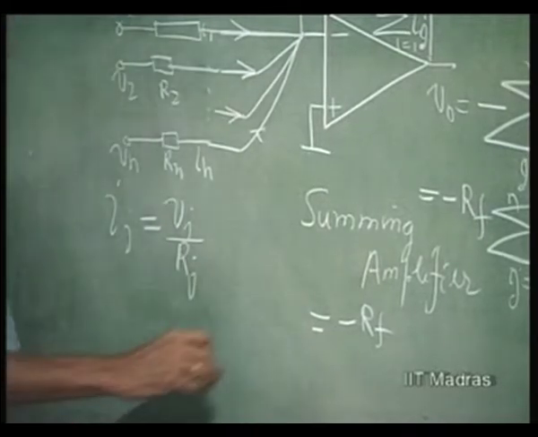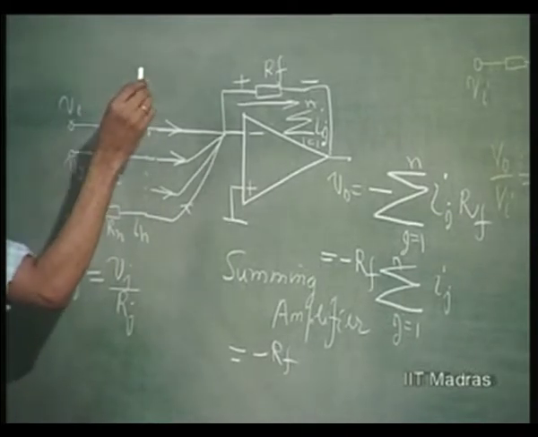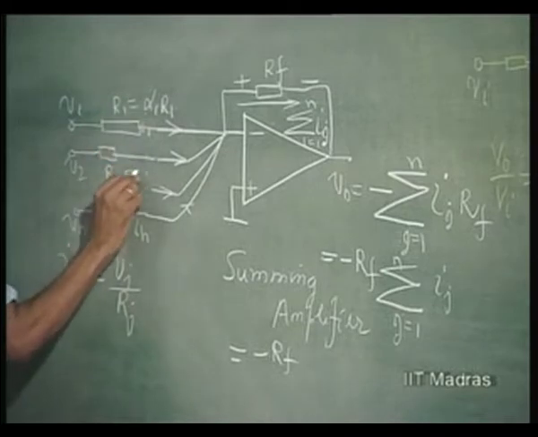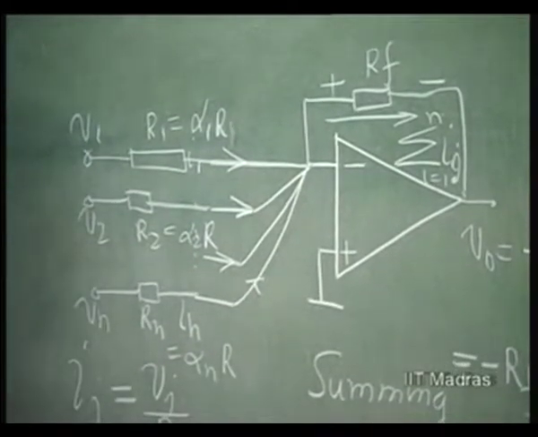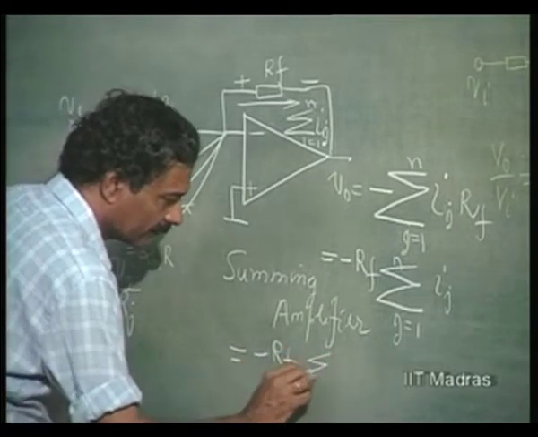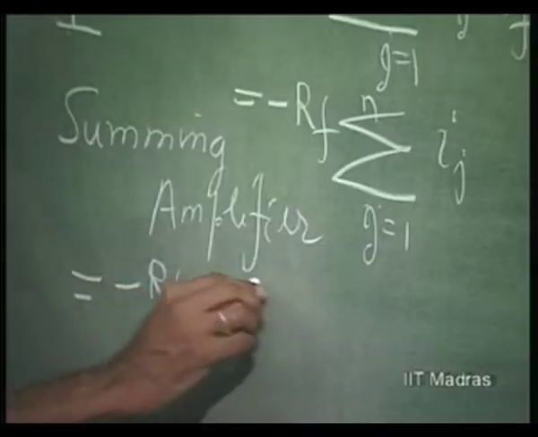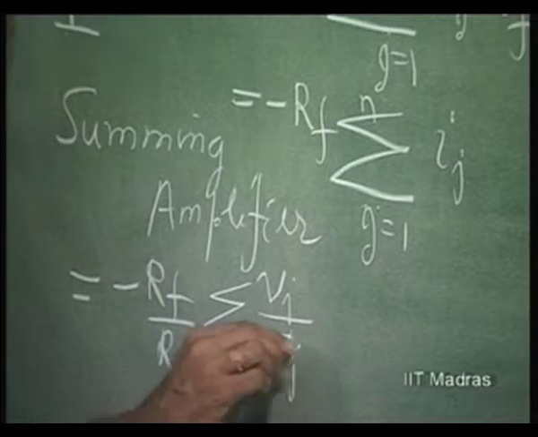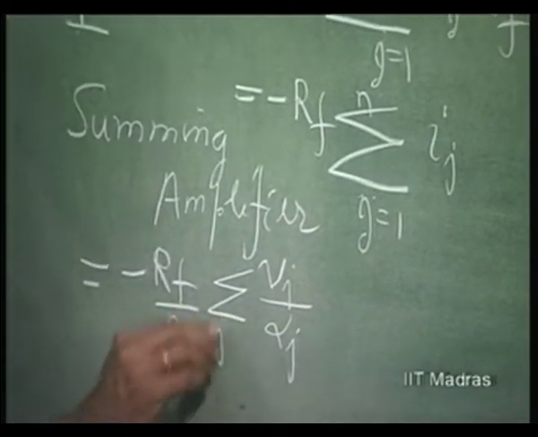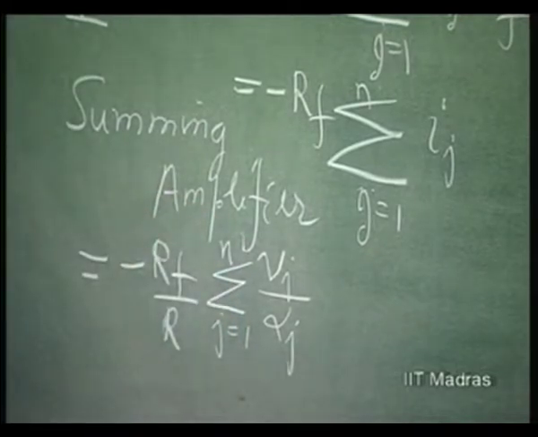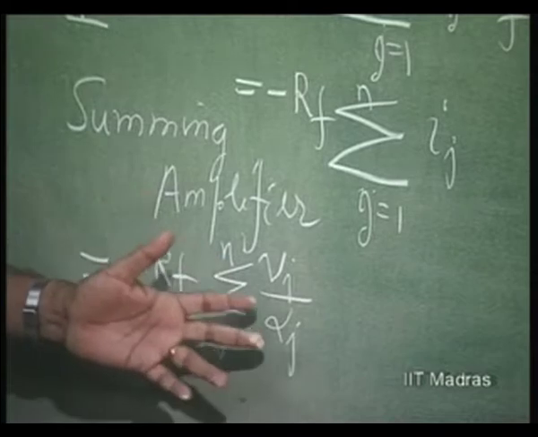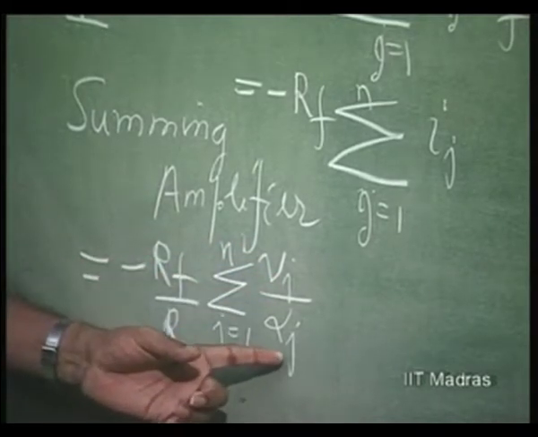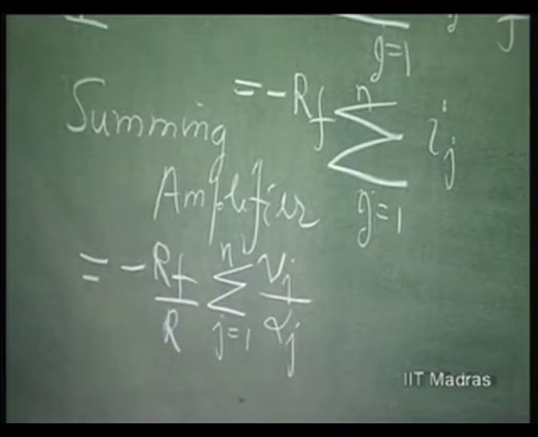let us say we will call this as alpha 1 times R, alpha 2 times R, this is alpha n times R, scaling factor. Then this will be sigma, this Rf by R will come, Vj divided by alpha j, right, j is equal to 1 to n. So, if you have Rf by R equal to 1, then the coefficients of Vj's can be conveniently chosen as 1 over alpha j's. So, this becomes a very convenient summing amplifier.